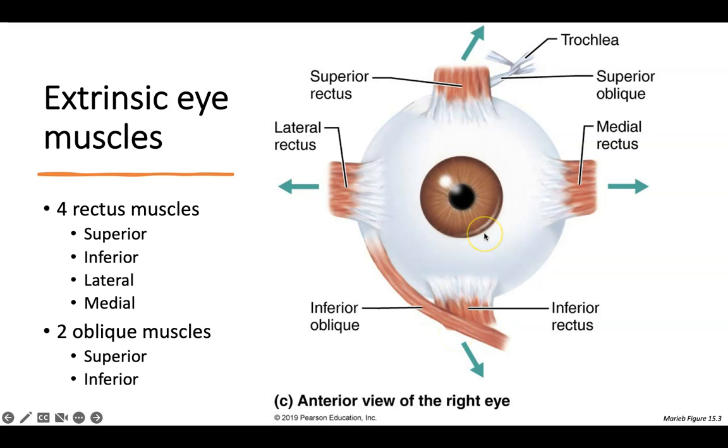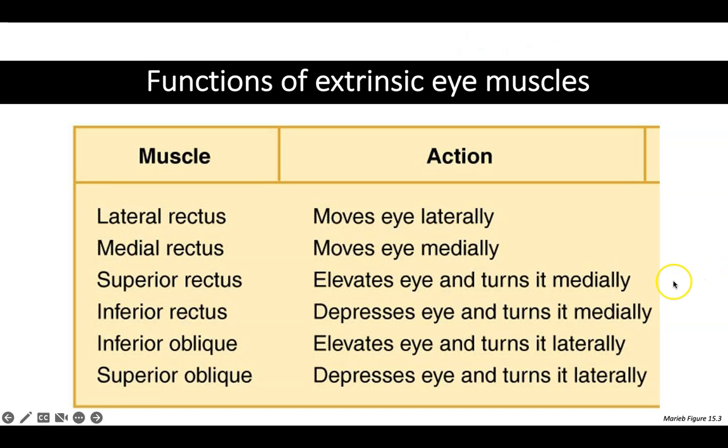And these are used to move the eyes in different directions. So for instance, if you wanted to look up with your eye, you would use the superior rectus and somewhat the superior oblique. If you want to move laterally with your eye, you would use the lateral rectus, and so on. That's spelled out again in this table from your textbook, looking at the lateral rectus moving the eye laterally, the medial, medially, etc.